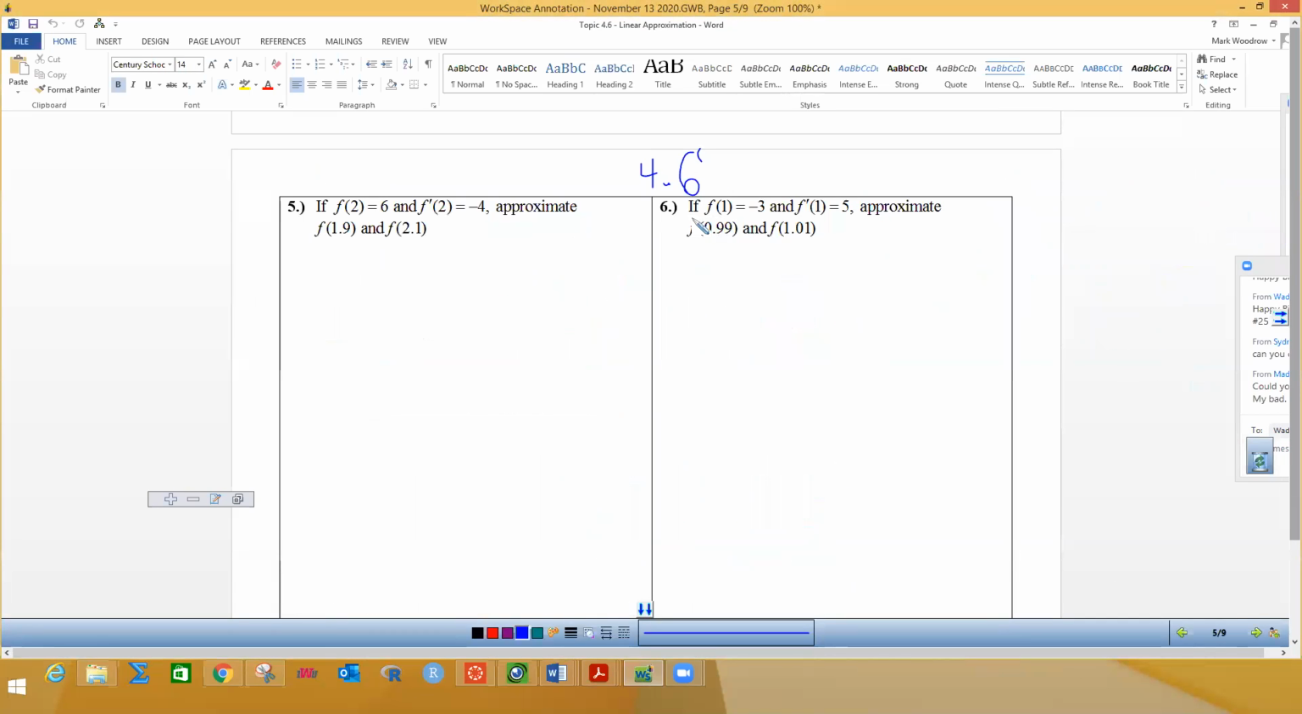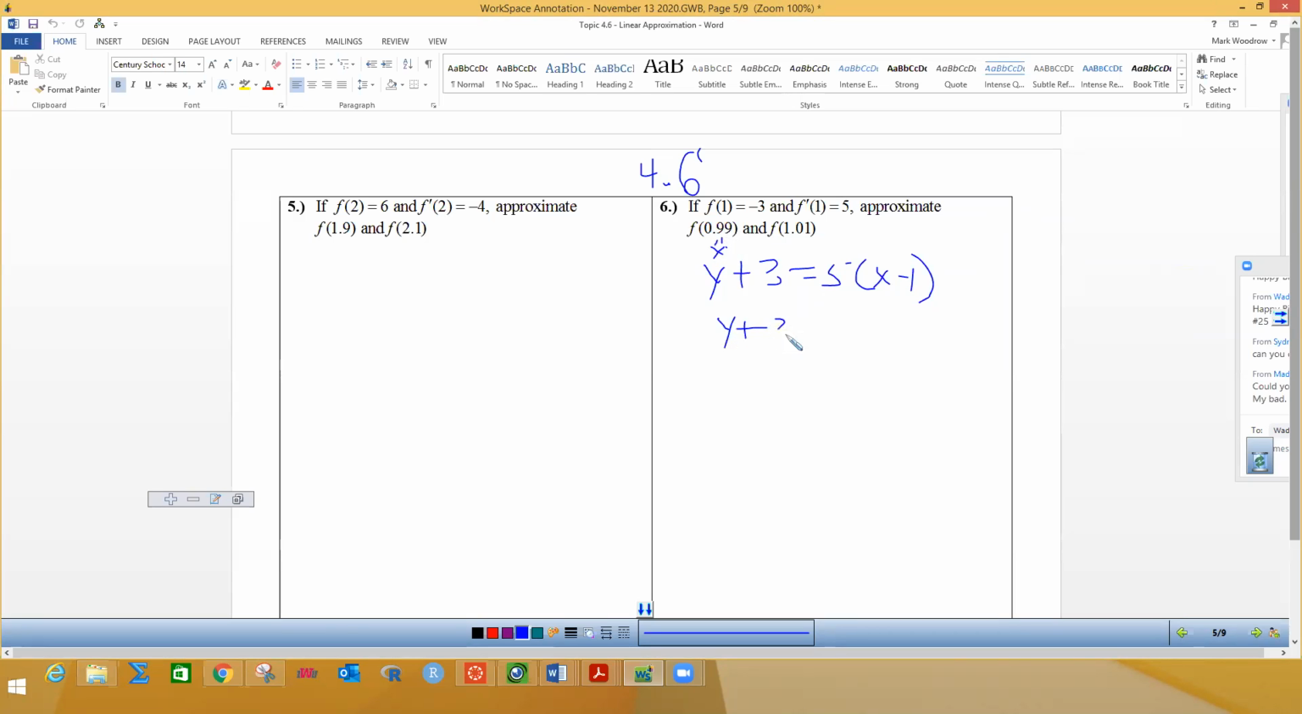So we're going to come up here and do number 6. Now this says f of 1 equals -3 and f prime of 1 equals 5. It wants us to approximate these two things using the tangent line. Well, (1, -3) is a point, and f prime of 1, there's the slope of 5. So my tangent line is y plus 3 equals 5 times x minus 1. And they want me to find two different answers. One when x is 0.99.